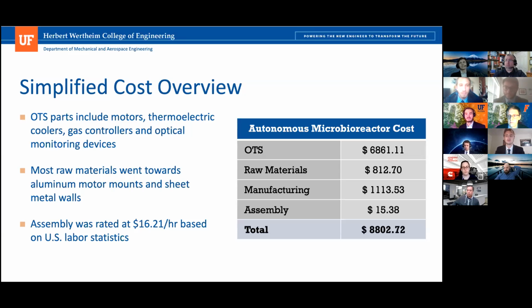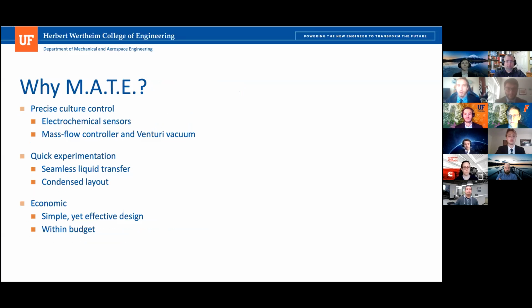Okay, so the rest of our cost came from purchasing raw materials, which is mostly used for all the motor mounts and sheet metal walls, like PVC piping. And then manufacturing cost was calculated using methods we learned in class, mostly just to cut all the aluminum motor mounts. And assembly, we used a Boothroyd and Dewhurst chart to estimate how long it would take to put together, and then used data from the U.S. Bureau of Labor Statistics to calculate how much that would cost. Our overall price is $8,802.